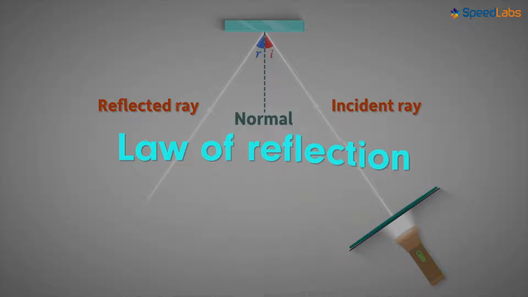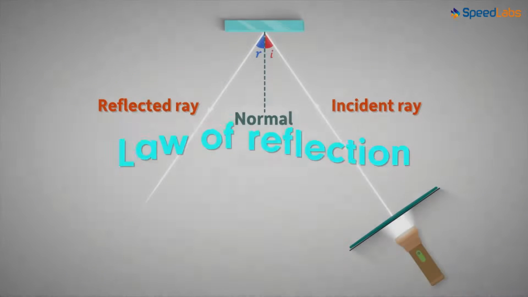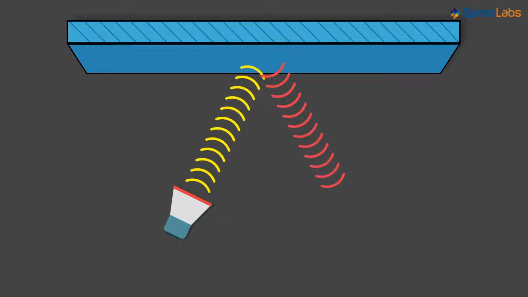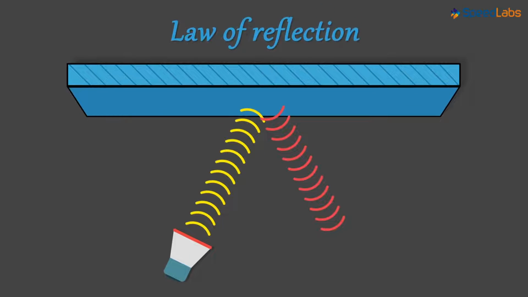From our past videos, we know that light follows the law of reflection after being incident on a surface. Just like light waves, sound waves also get reflected from the surface of a solid. They also follow the same law of reflection. Let us see what that law is.